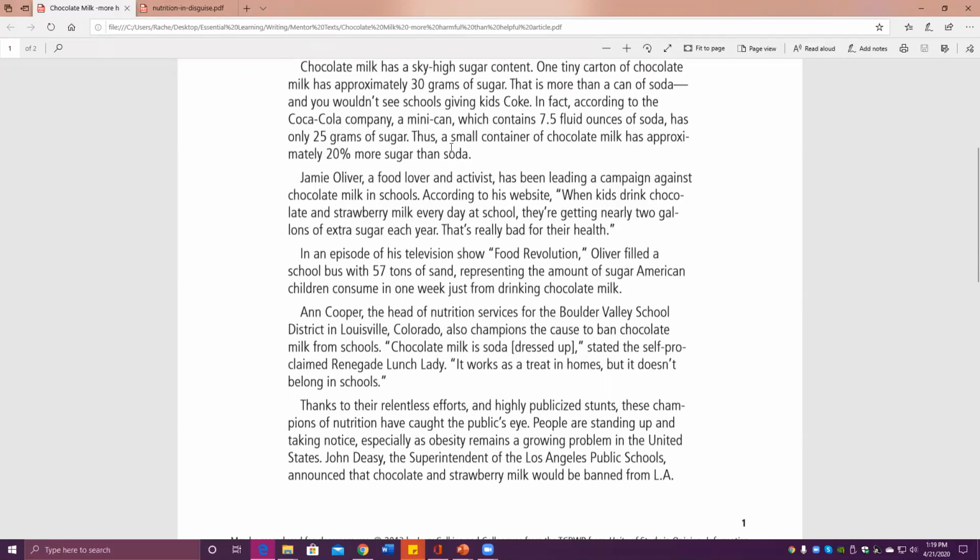Jamie Oliver, a food lover and activist, has been leading a campaign against chocolate milk in schools. According to his website, when kids drink chocolate and strawberry milk every day at school, they're getting nearly 2 gallons of extra sugar each year. That's really bad for their health. In an episode of his television show, Food Revolution, Oliver filled a school bus with 57 tons of sand, representing the amount of sugar American children consume in 1 week just from drinking chocolate milk.